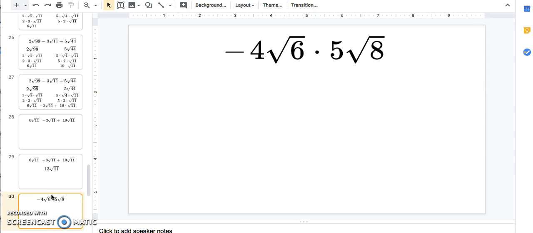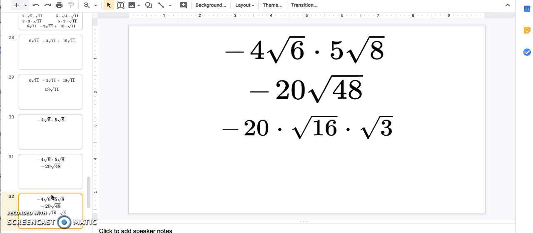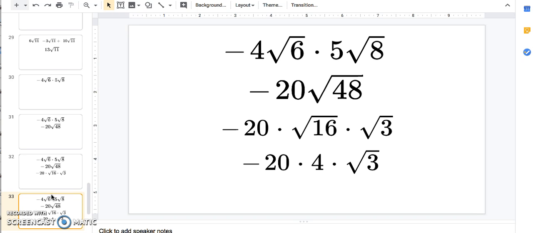Now for number 17, I would just multiply the outsides together and the insides together. So I'll have negative 20, negative 4 times 5 is negative 20. Radical 6 times radical 8 is radical 48. I can simplify the radical 48. The largest perfect square factor of 48 is 16, since 16 times 3 is 48. Take the square root of 16, I get 4. Negative 20 times 4 is negative 80. So negative 80 radical 3 is my answer for number 17.